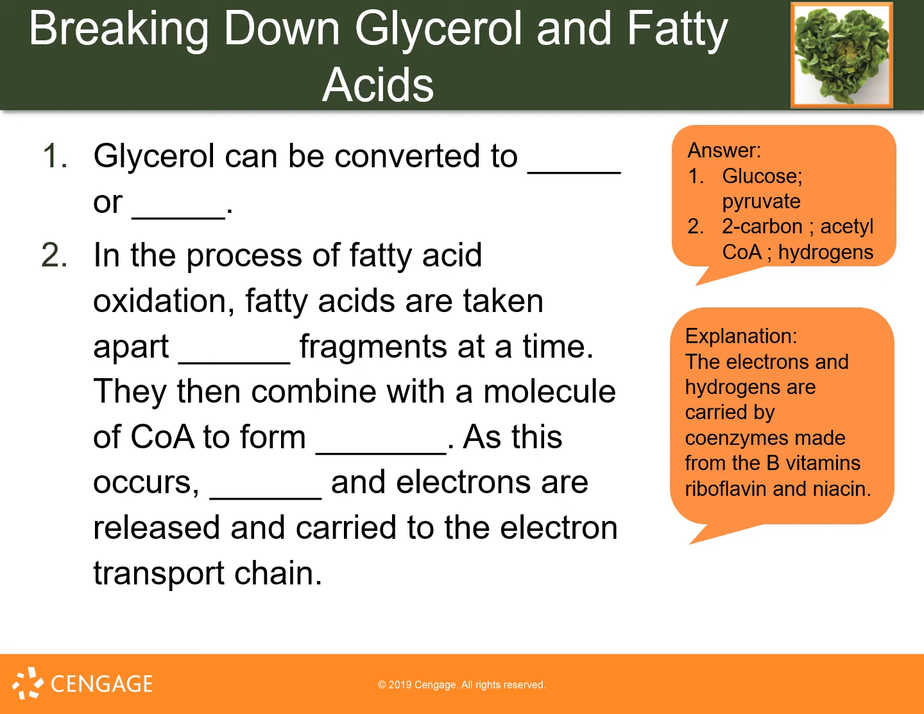Glycerol can be converted to glucose or pyruvate. In the process of fatty acid oxidation, fatty acids are taken apart 2 carbon fragments at a time. They then combine with a molecule of CoA to form acetyl-CoA. As this occurs, hydrogens and electrons are released and carried to the electron transport chain.